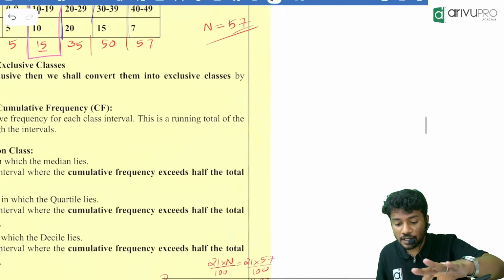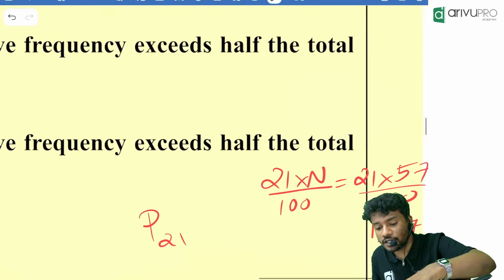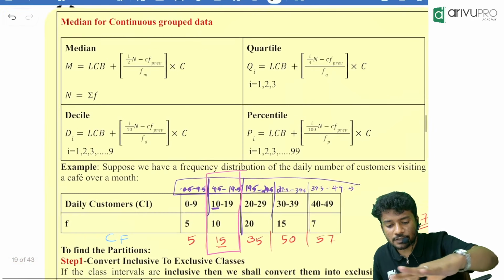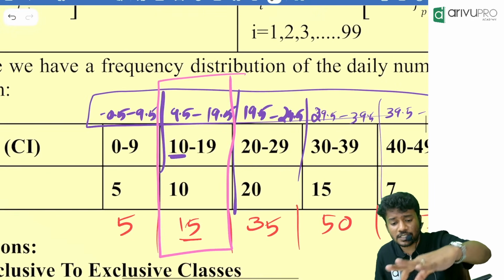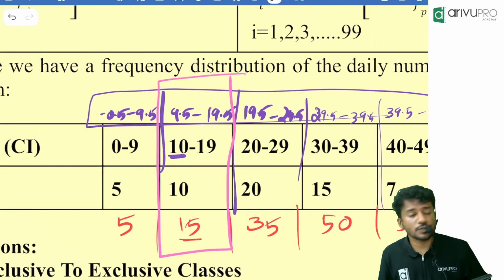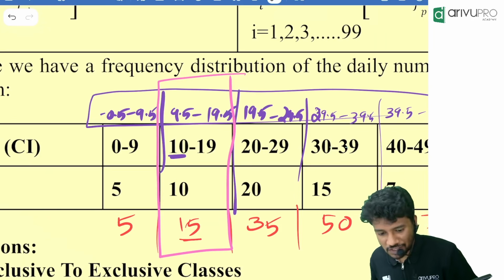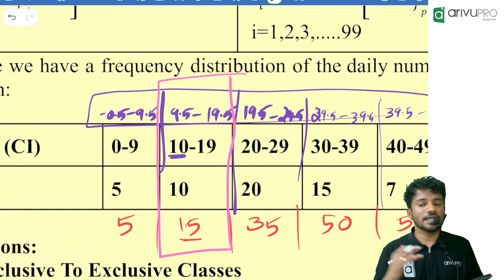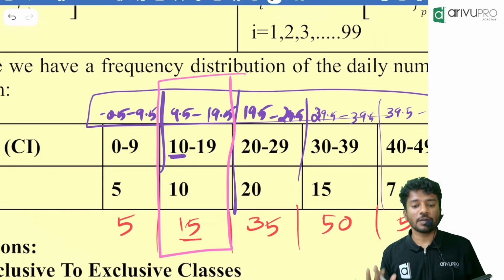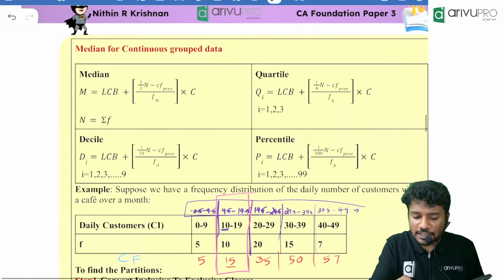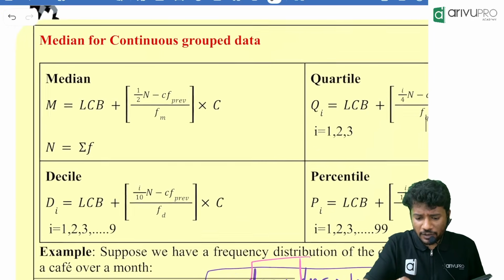Which percentile? 21st percentile. So we got 11.97. So the corresponding frequency or the class is how much? That is 9.5 to 19.5, our corresponding class or the partition class. Once that is done, we need to use the formula. The formula looks like this.